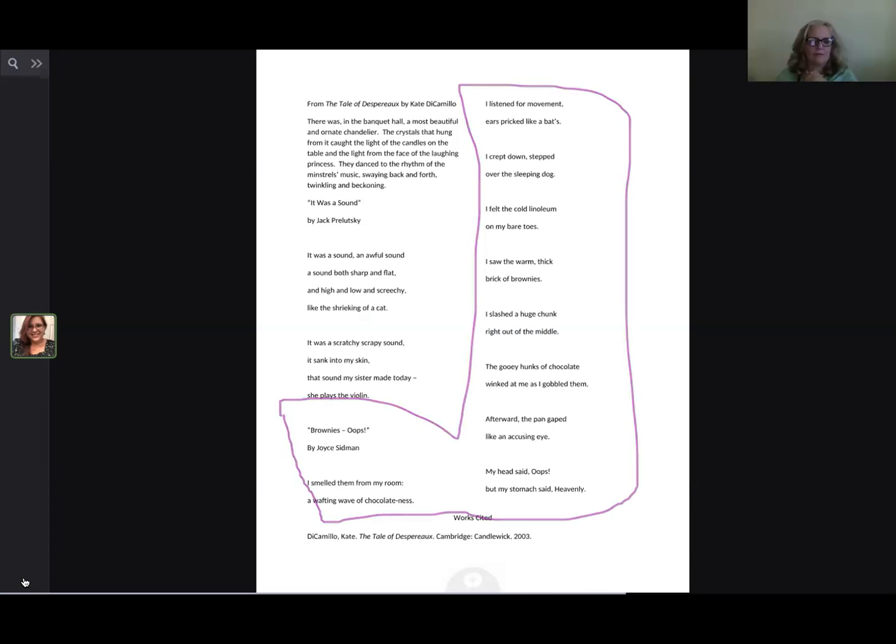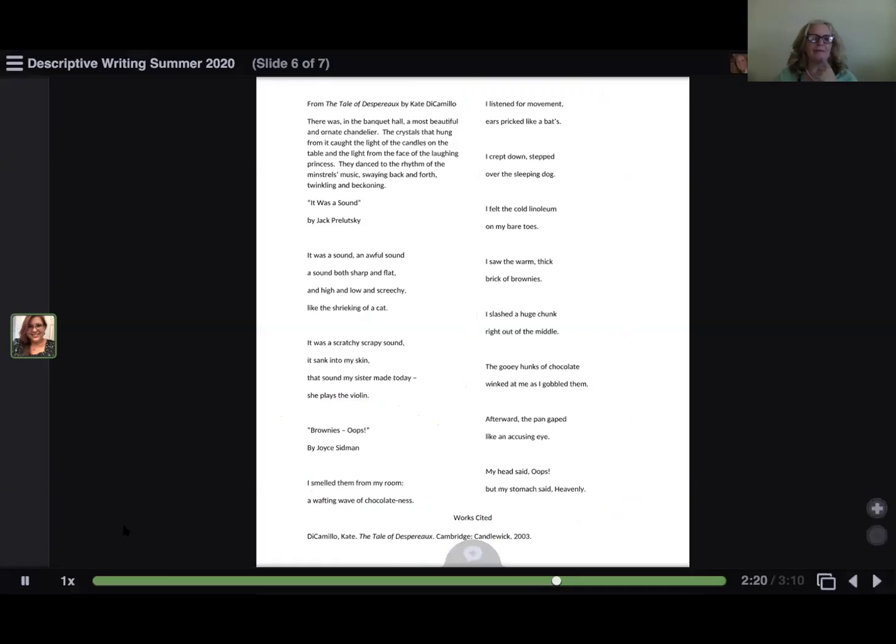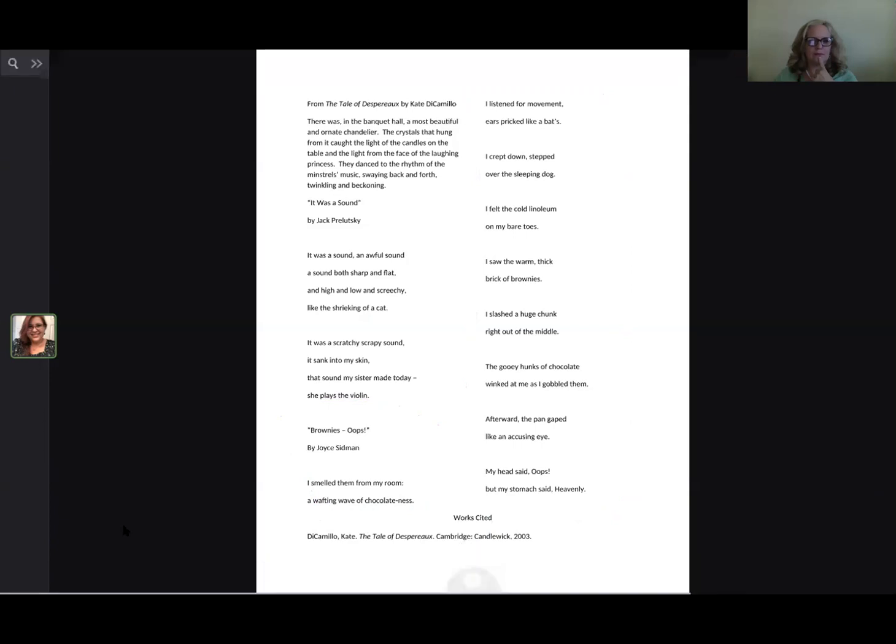I smelled them from my room, a wafting wave of chocolateness. I listened for movement, ears pricked like a bat's. I crept down, stepped over the sleeping dog. I felt the cold linoleum on my bare toes. I saw the warm, thick brick of brownies. I slashed a huge chunk right out of the middle. The gooey hunks of chocolate winked at me as I gobbled them. Afterward, the pan gaped like an accusing eye. My head said, oops, but my stomach said heavenly.